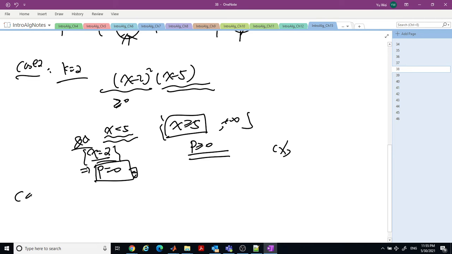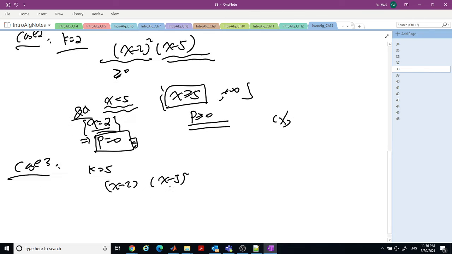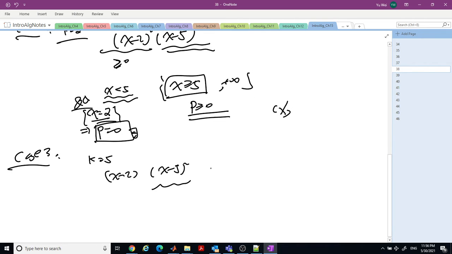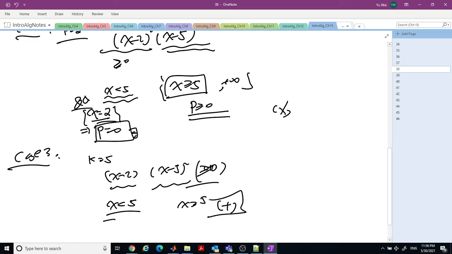Now the final case is case 3. k equals 5, so (x minus 2) times (x minus 5) squared. The squared part will always be greater than or equal to 0. Now if x is less than 5, this will be negative. If x is greater than or equal to 5, this will be non-negative. That means this works. So the only thing that works is k equals 5.